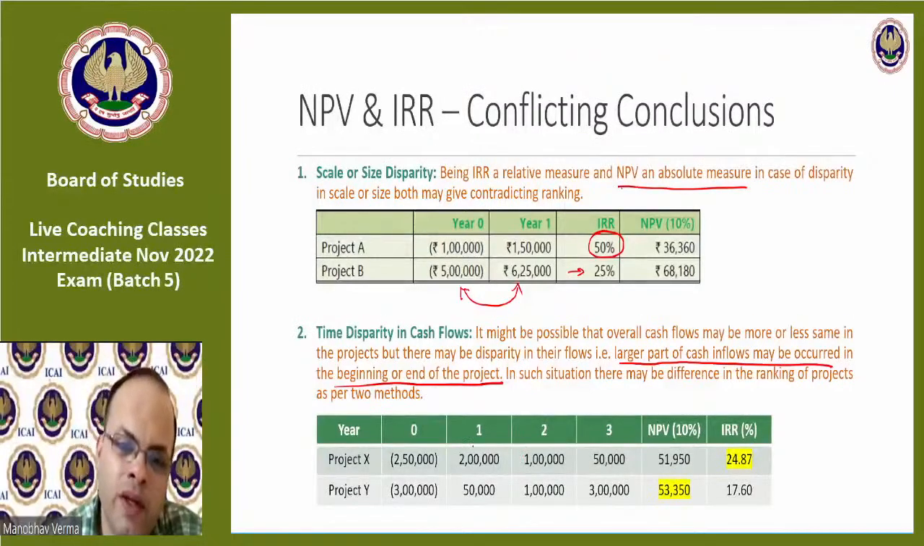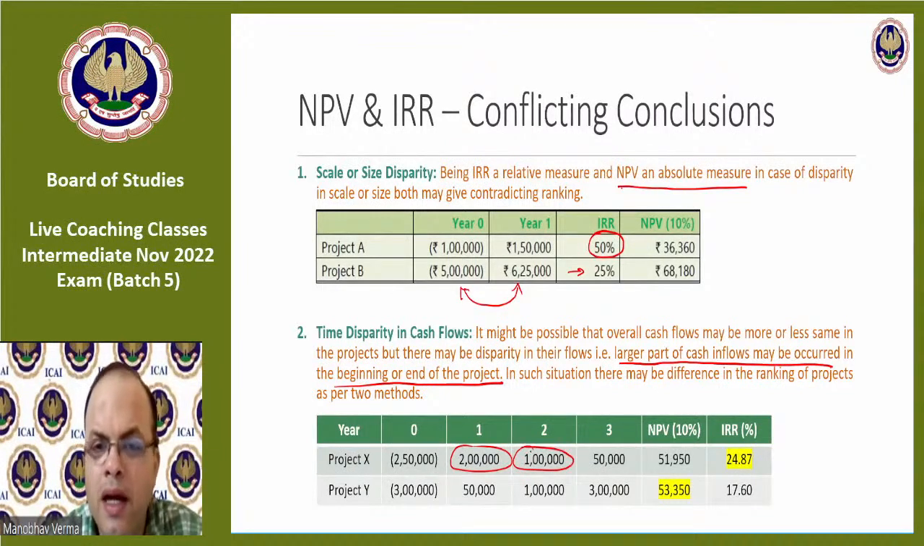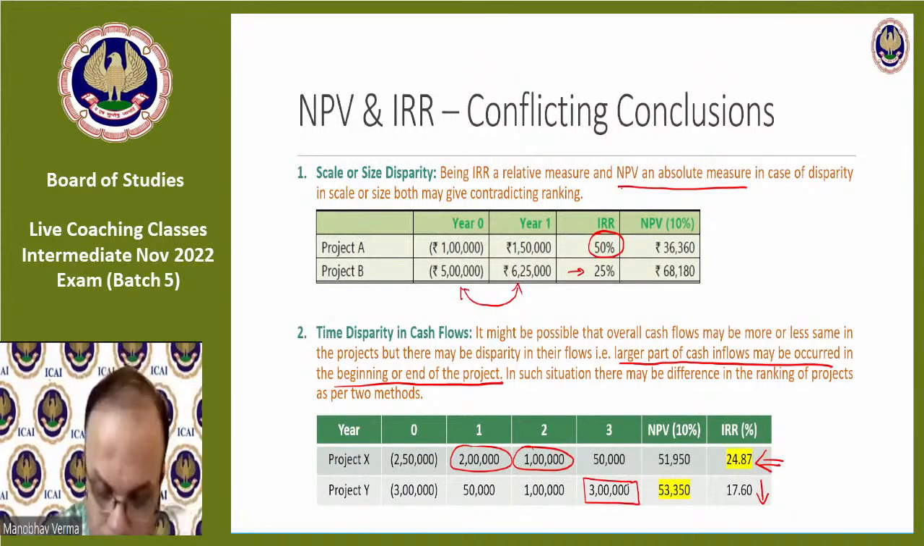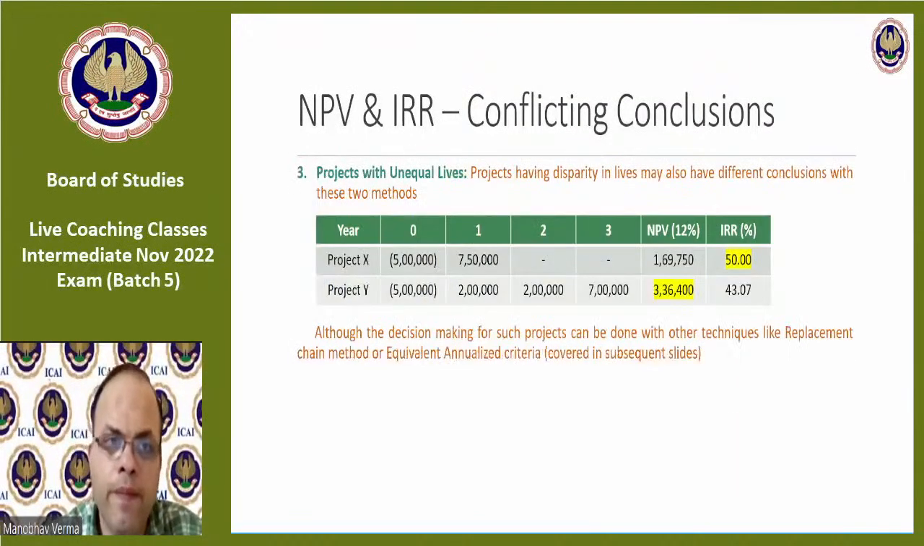Project X has heavy inflows at the beginning, 2 lakhs, 1 lakhs. And look at the IRR, 24.87. Whereas Project Y has a higher NPV, but has a lower IRR here. Why? Because look at that. Their inflow is coming up at the tail end of the project here. So that's the second piece.